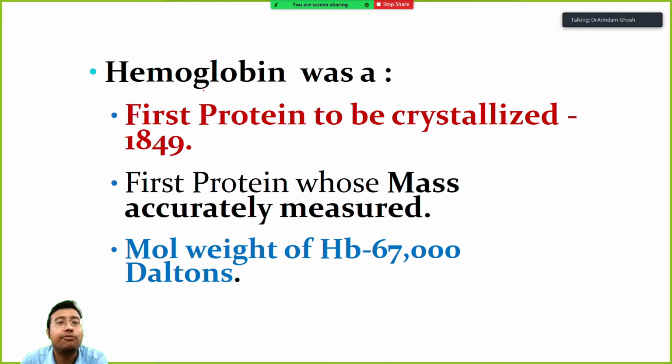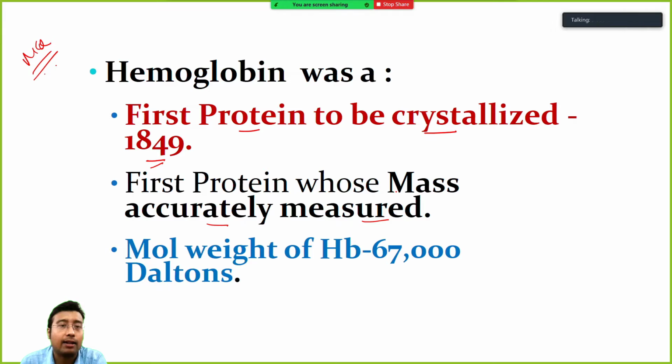So, this was the first protein. So, these are all MCQ. Similar MCQs are also there for insulin. Okay, remember insulin is the first protein that was sequenced, etc., etc. Hemoglobin is also first in many categories. So, the first protein to be crystallized. Okay, hemoglobin is the first protein to be crystallized, in 1849, right? First protein whose mass is accurately measured.